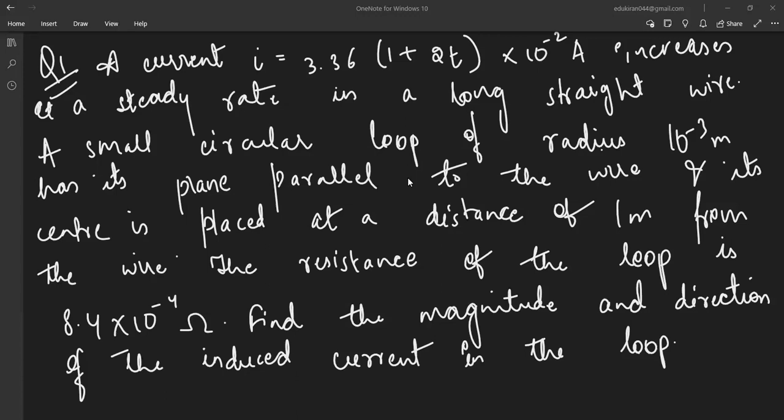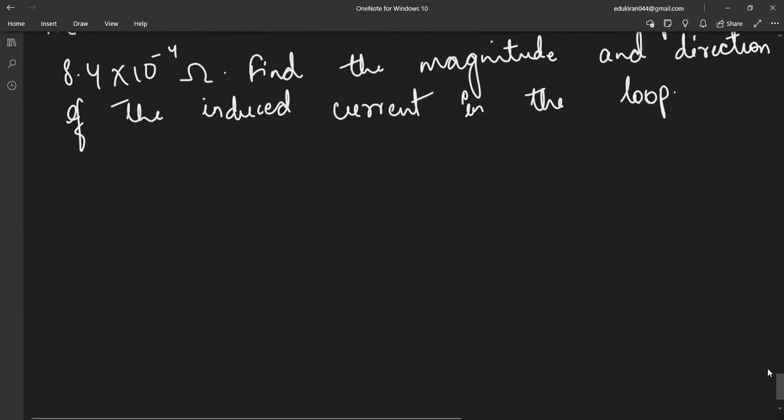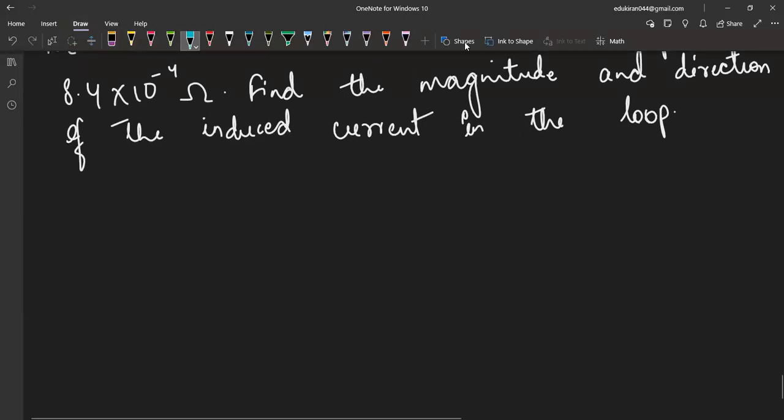So there is a circular loop and a straight wire, and the separation from the center of the loop to the wire is 1 meter. Resistance of the loop is given as 8.4 into 10 to the power minus 4, and we have to find out the magnitude and direction. So for this we first have to draw a rough figure.